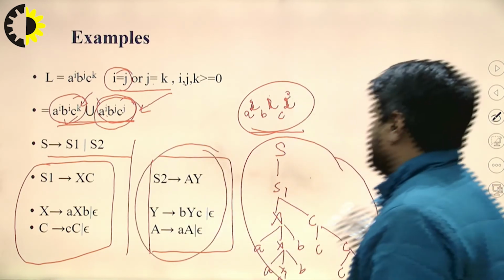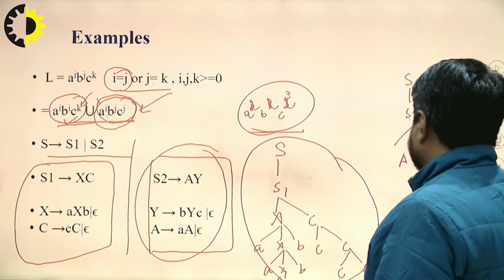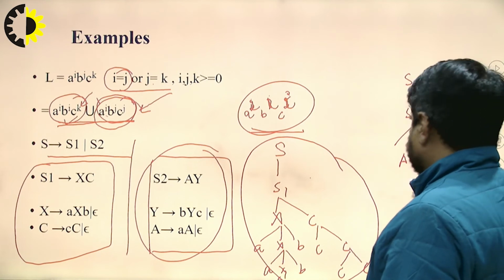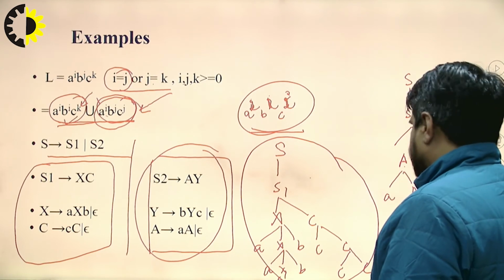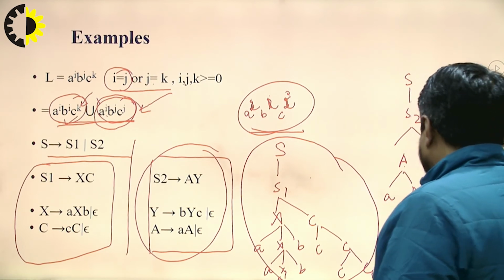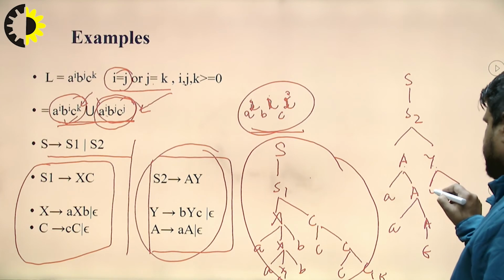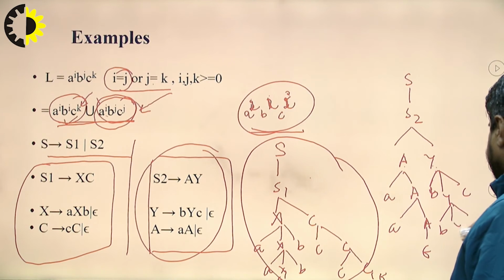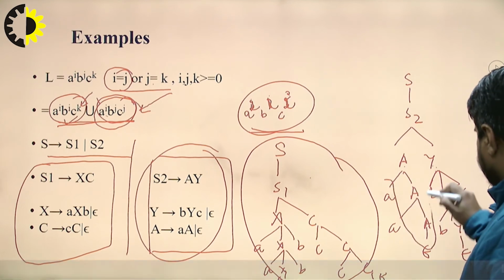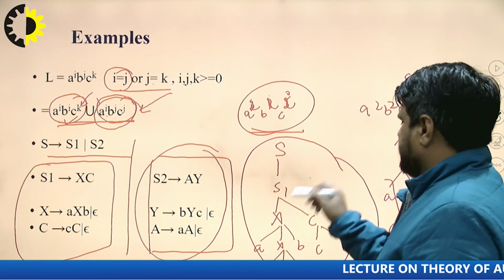You can see, S derives S2. After that, A and Y will be written in which form? A, and this A gets eliminated by epsilon. After that, for Y, you can use B Y C. After that, B Y C. After that, it will get eliminated by epsilon. So you can see the yield of this one is A to the power 2, B to the power 2, and C to the power 2. Same is here. A to the power 2, B.